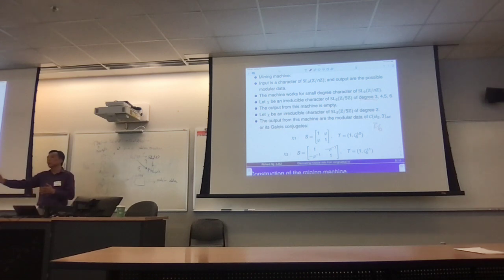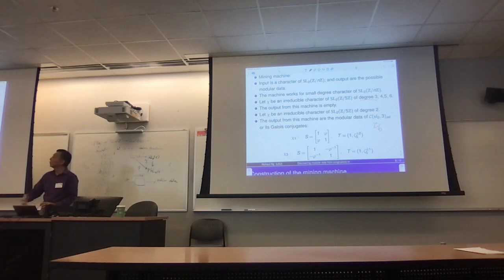One character gives you 2, the other character gives you another 2. But these 2 characters are also Galois conjugate. So in the end you're getting a Galois conjugate irreducible character and a Galois conjugate of modular tensor category. They form a group, a collection together. So this is how I describe this as a machine, and these are all realizable modular categories.